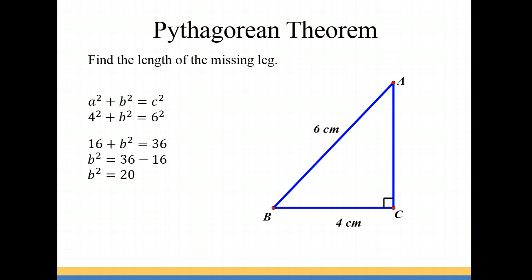Then we're going to subtract 16 from both sides of the equation, so we get b squared equals 20. Now we're going to take the square root of both sides of the equation. So we're going to rewrite the square root of 20 as a product of its prime factors. So that's 2 times 2 times 5, or you can think of it as 4 times 5. The square root of 4 is 2, and the square root of 5 is square root of 5. So you have 2 square roots of 5 for the length of side B.